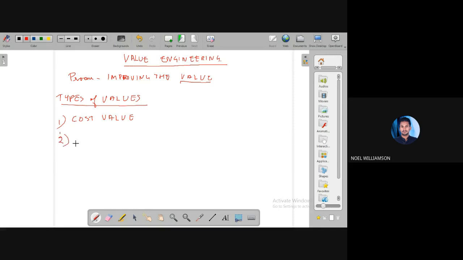Now the second one is the use value. By the name itself we can say it is the value associated with the usage. That means the functionality. It is also termed as function value. We have already said that every product has some intended or targeted function, functioning in the right manner. A pen is mainly intended to write.